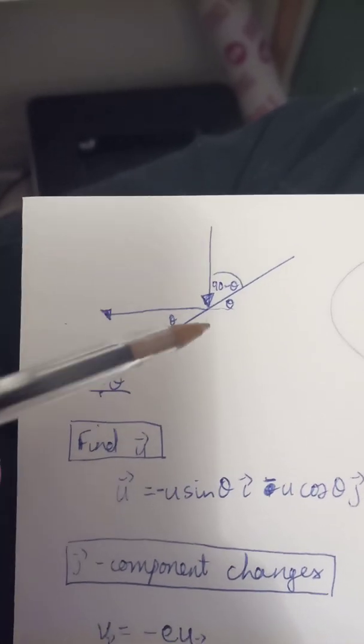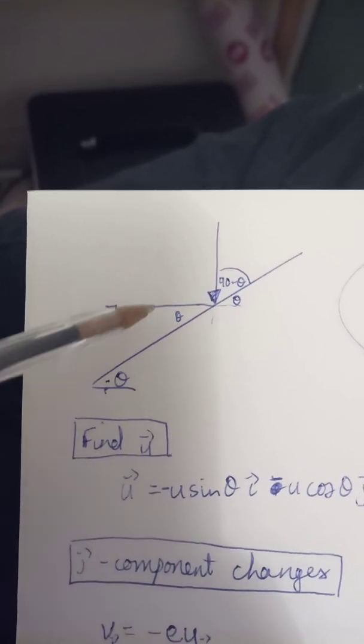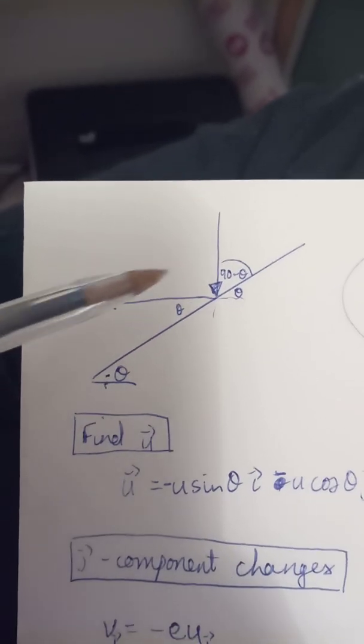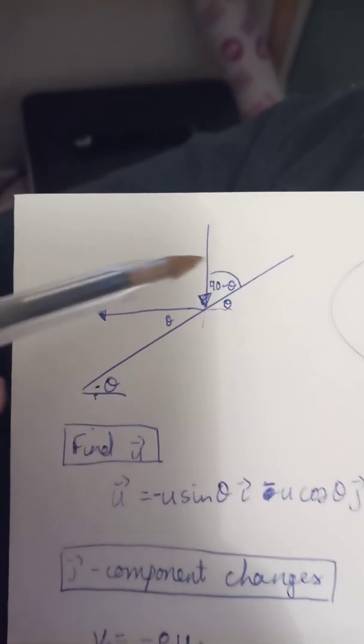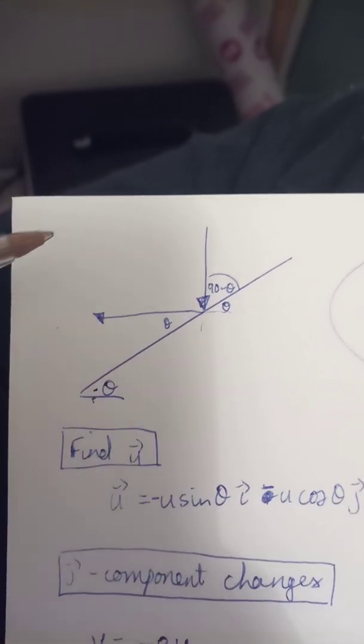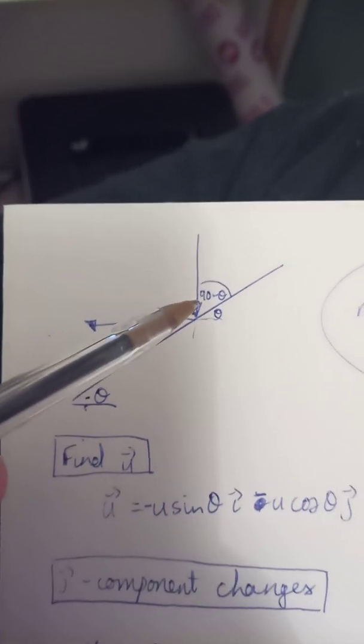So the particle falls down and rebounds out horizontally. If that's theta, that has to be theta as well because they're alternate angles. There's 90 degrees here because of the vertical and horizontal lines, then 180 in the total angle. So that works out as 90 minus theta there. All right, if that's 90 minus theta there, we'll use that in a moment.